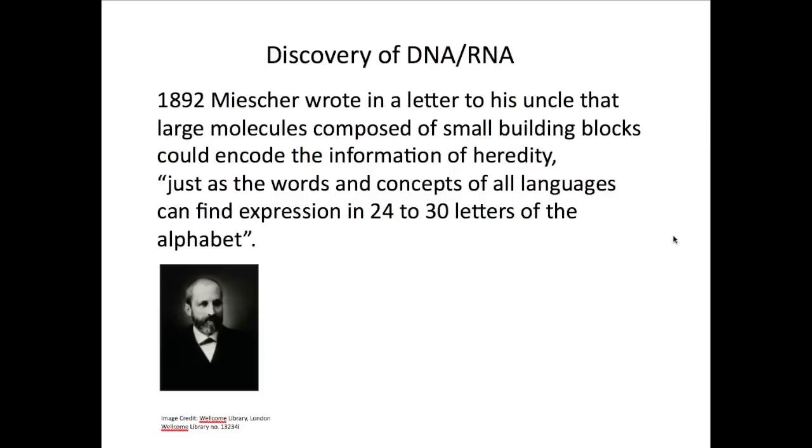And then there's this letter in 1892 where Miescher wrote to his uncle with the concept that large molecules composed of small building blocks could encode the information of heredity, just as the words and concepts of all languages can find expression in 24 to 30 letters of the alphabet. And at this point, he didn't really know that DNA was made up of a structure similar to what he described in this sort of theoretical vein here. But in fact, that turned out later to be the case.